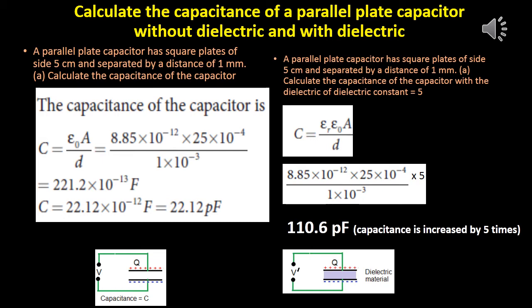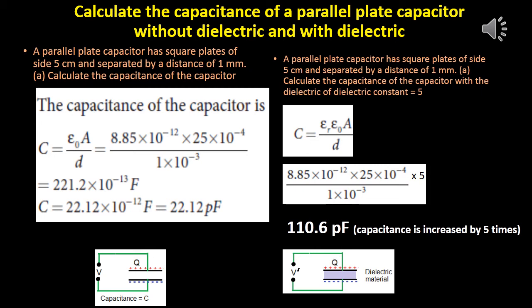Here one parallel plate capacitor is taken, the area of the plate is given, the distance between the plates is given. To calculate the capacitance of the parallel plate capacitor with the air medium, the formula is C is equal to A epsilon naught divided by D. Substitute all the values, finally you will get 22.12 picofarad. Look at the diagram at the bottom. In between the plates, there is no dielectric.